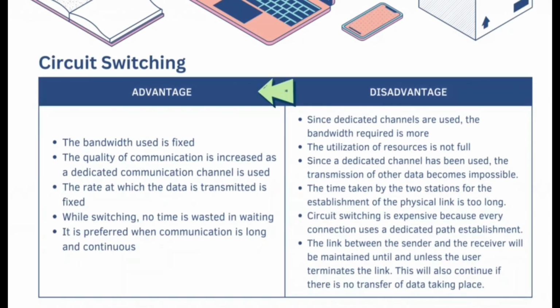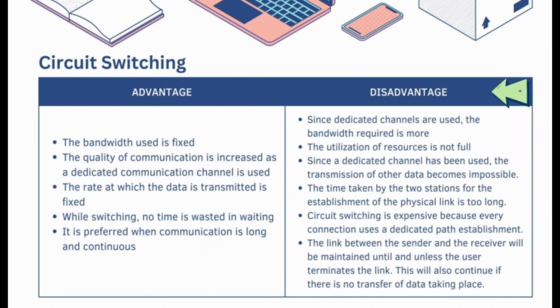The advantages of using circuit switching are: first, the bandwidth used is fixed. Second, the quality of communication is increased as a dedicated communication channel is used. Third, the rate at which the data is transmitted is fixed. Fourth, no time is wasted in waiting. Lastly, it is preferred when communication is long and continuous.